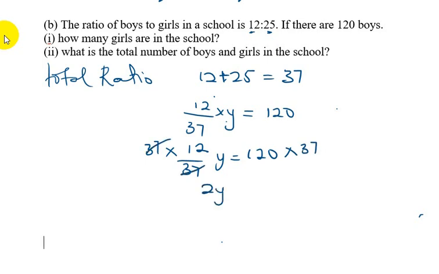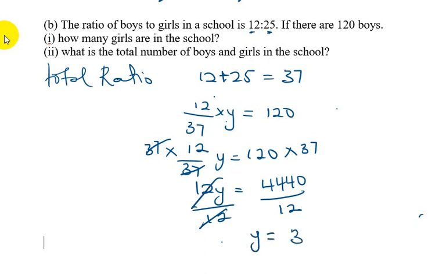I'm going to get 12y being equal to 120 by 37, which gives us 4,440. Then we divide both sides by 12, and 12 and 12 will go away. Then I'm going to get y being equal to 370. So the number of students in the school is 370, and we had boys to be 120.